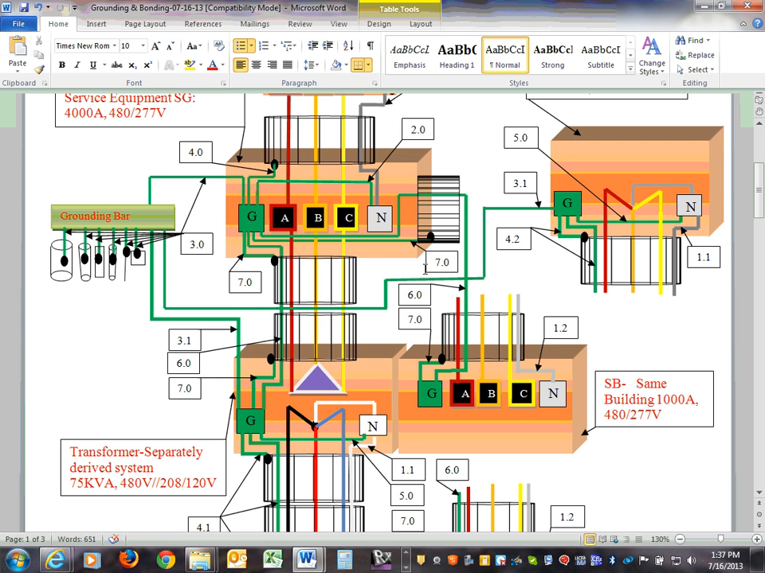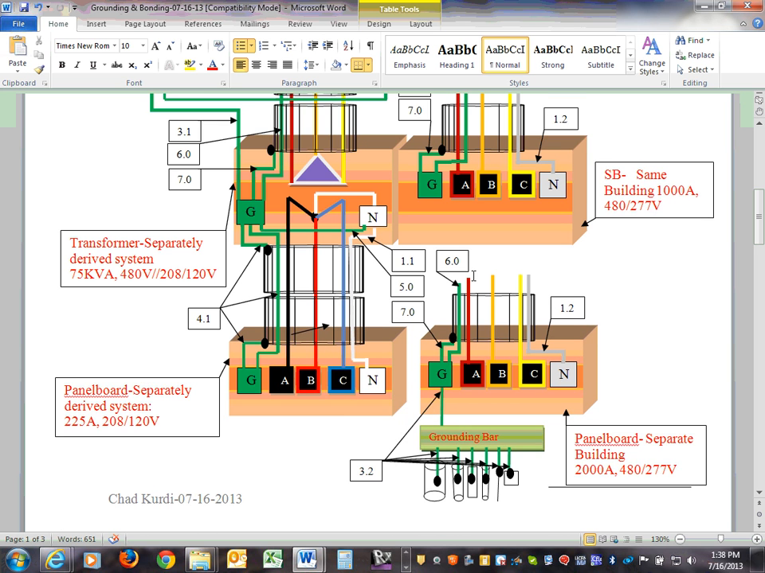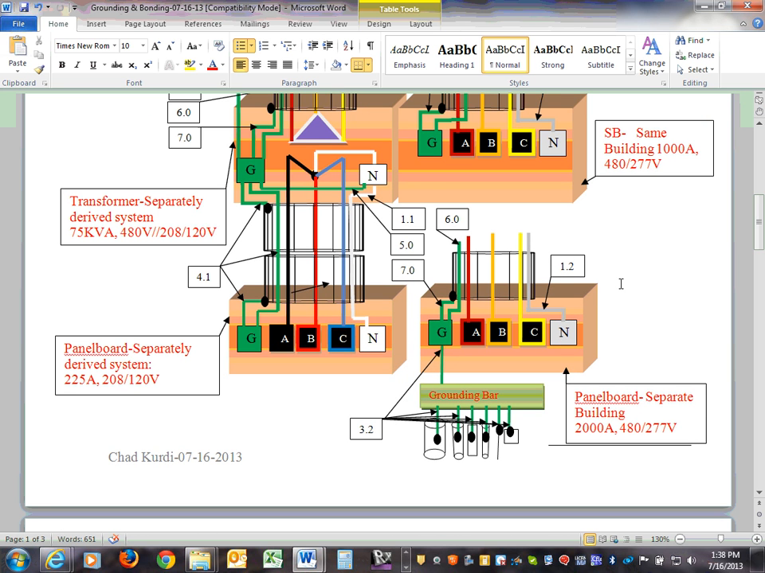Any comments, guys, about 7.0 and 6.0? Going to that panel, 7.0 and 6.0. So that's bonding in the same building. Now I'm going to go right underneath it and do the same thing. Now I took a 2000 amp feeder and I went across the street from here and fed another building. So in a case like this, this is a second building here.